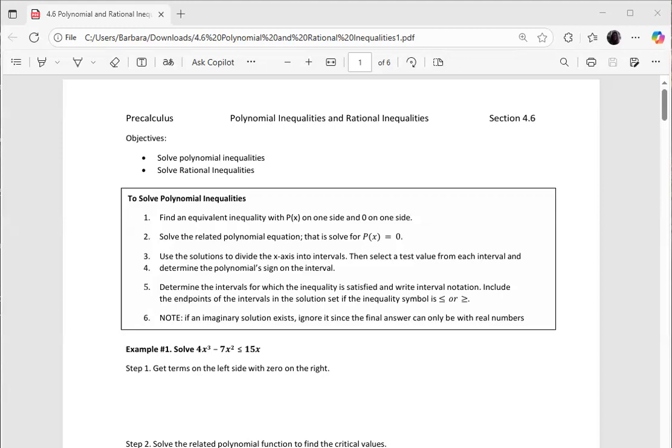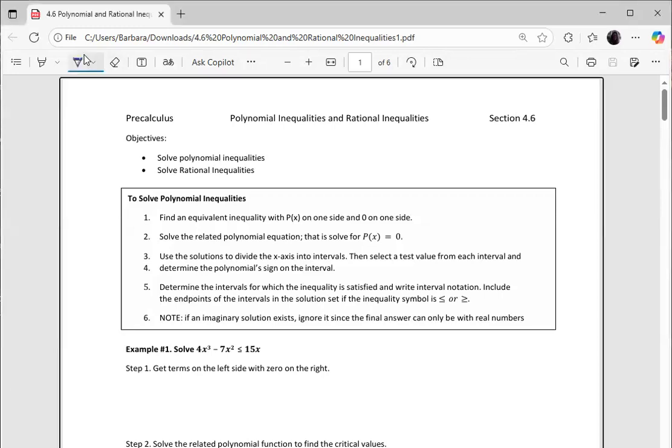Solve it. That's step 2. And then in step 3, use the solutions to divide the x-axis into intervals. We will call these my critical points. And we're going to test a value within each interval to determine what the sign of the polynomial is on the interval.